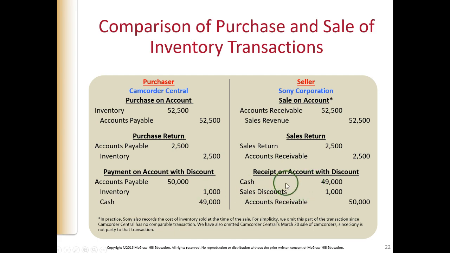The seller would record this as cash coming in the door, 49, sales discounts. So if you're the seller and items are returned, yes, you do have a sales discount account. And of course, they would credit accounts receivable because they received the money and they are no longer owed this money anymore. So this is a comparison of the purchaser set of entries compared to the seller set of entries.